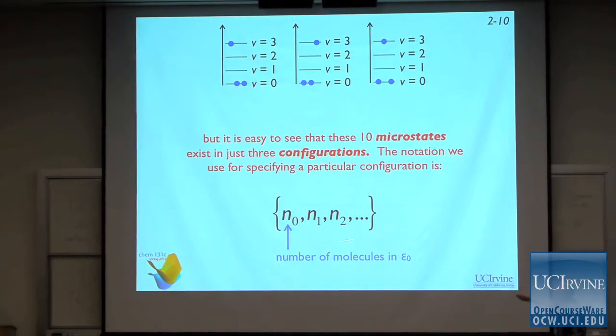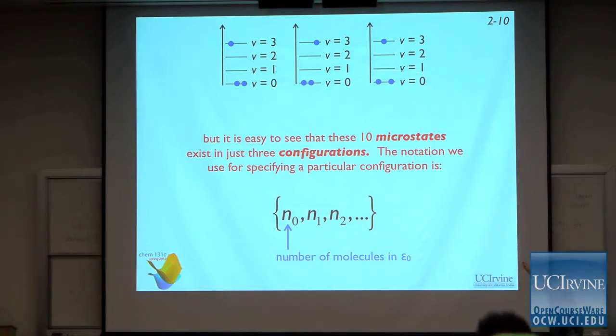And we've got this short form notation that we can use to identify not microstates, but families of microstates, configurations. All right? These curly brackets are going to help us identify different configurations that these microstates can be in. The first digit inside the curly brackets is going to be the number of molecules in the ground state. The next digit is going to be the number of molecules in the first excited state, and so on and so forth. That's what this notation will mean.